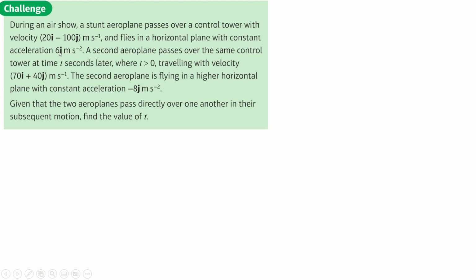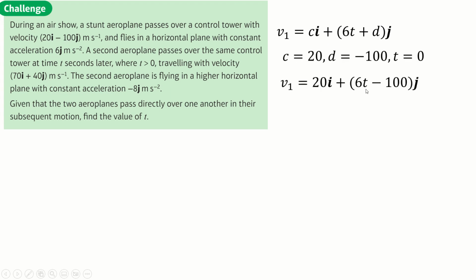Now it has acceleration 6j, so I'm going to integrate that to say the velocity of the first plane, which I'm going to say is v1 for the first aeroplane. Just integrate the i's and the j's separately, so the 0i integrates to ci, and then this integrates to 6t plus dj. And then you know that it's going through at this velocity when t is 0, so that immediately gives you those two figures there. So we have this for v1.